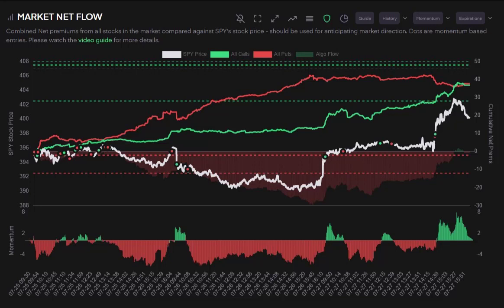So this is an interesting, unconventional take on how to find support and resistance on SPY. I hope that you found this useful.